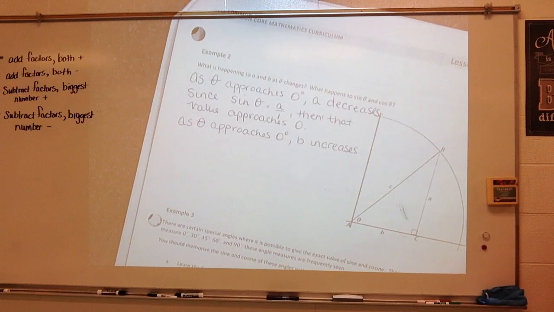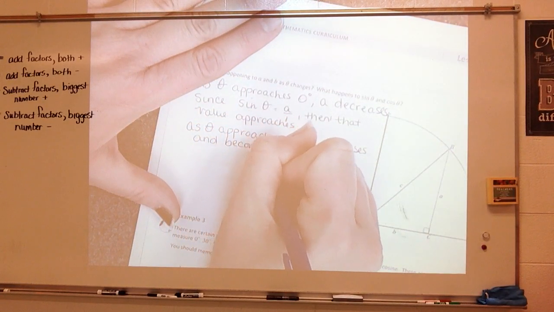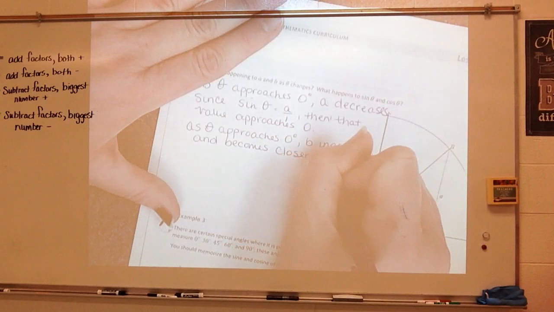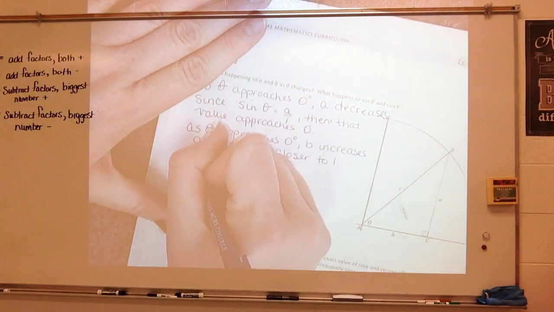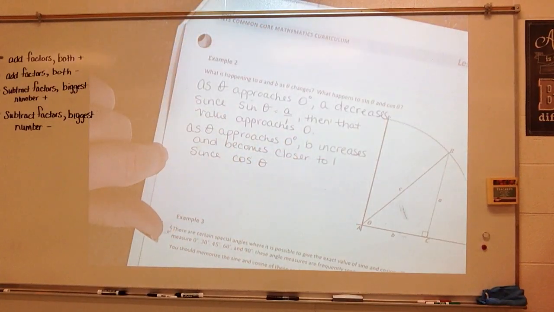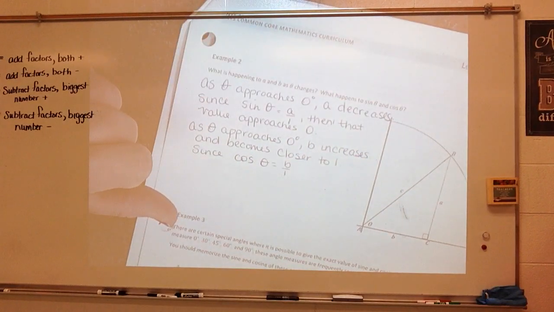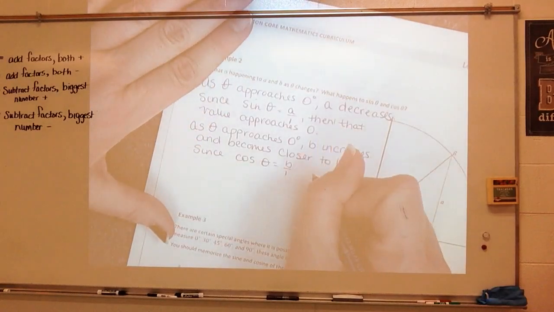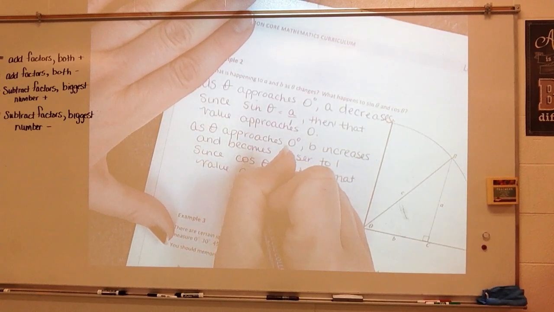And it comes closer to 1. So since the cosine of the angle is b over 1, the value of cosine is getting closer to 1. It approaches 1.